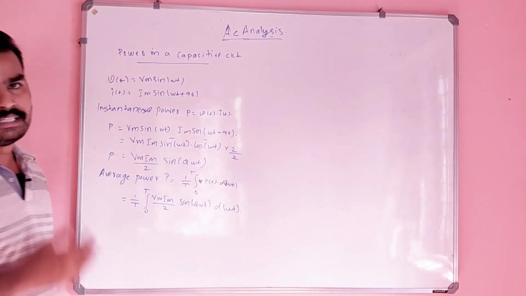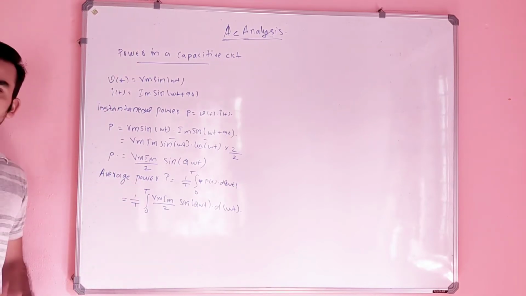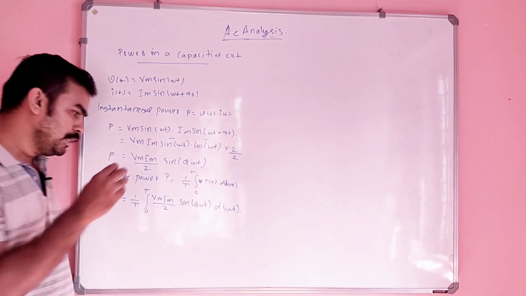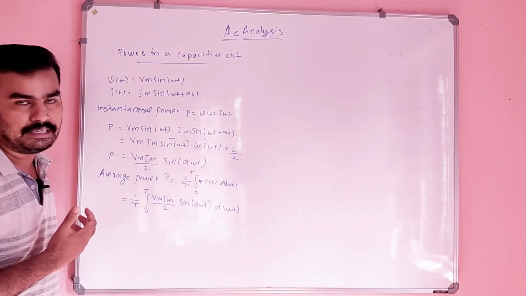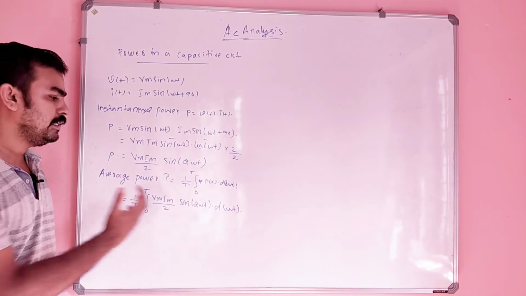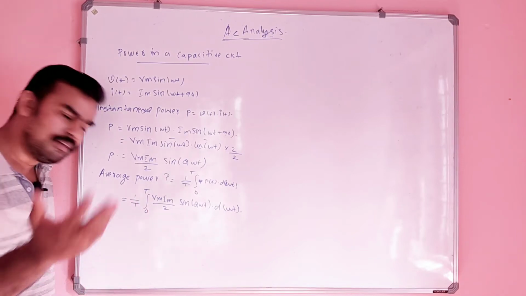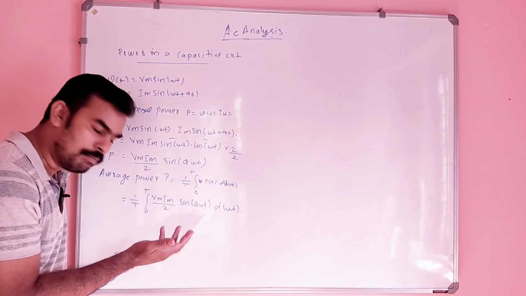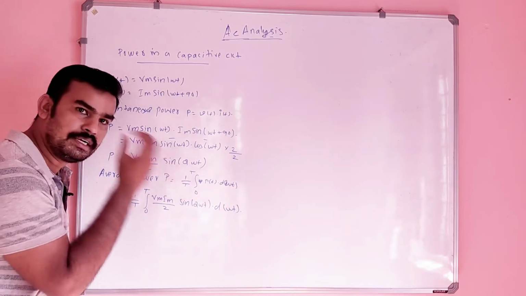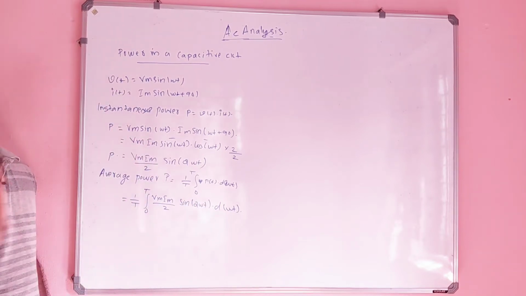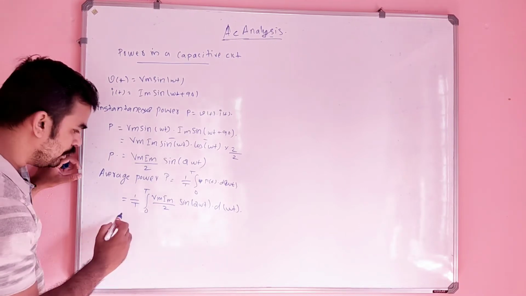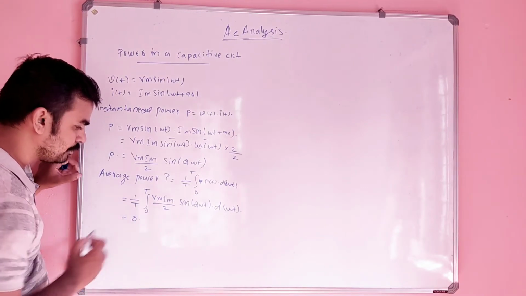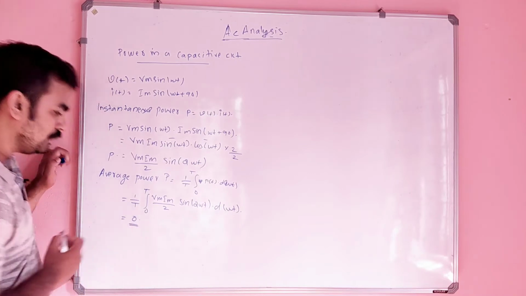I already mentioned that whenever we are dealing with the average value, whenever you see a waveform that is symmetrical in nature, then the average value will be zero. You can integrate by yourself at home, 0 to 2 pi sin 2 omega t, no doubt there. So you can say that the average value here is nothing but 0.